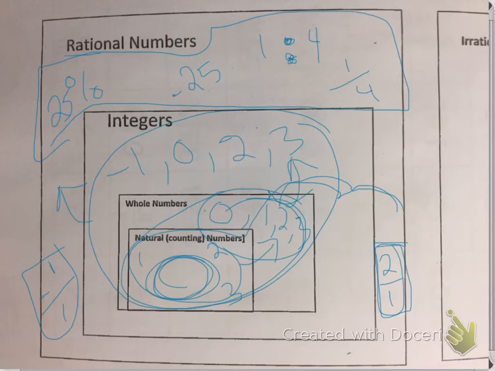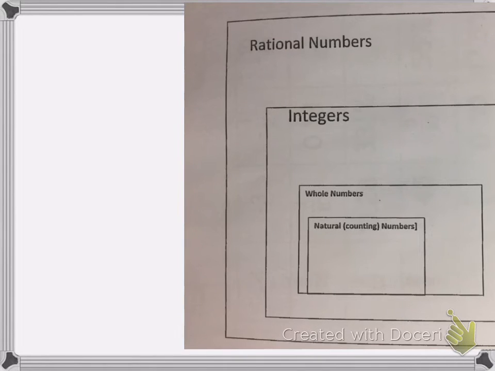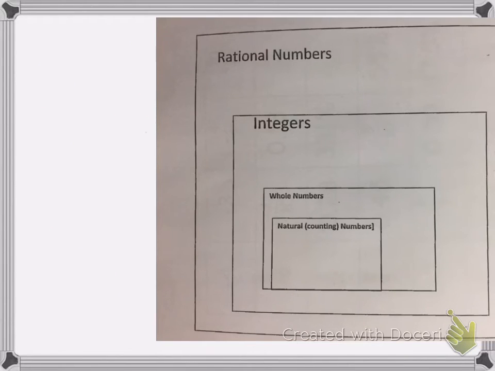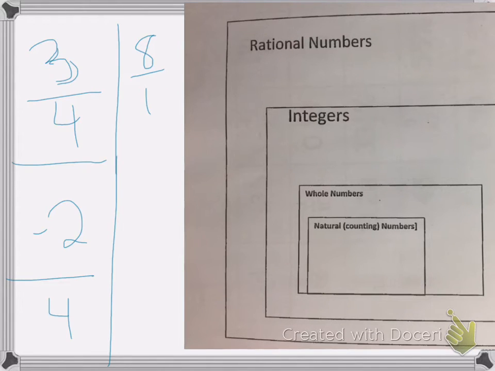All right, so let's break it down a little. If I was given this 3/4 and say negative 2 and 4 and 4 over 1. Well, let's change that last one to 8 over 1. All right, so these are my different numbers that I'm looking at, and I'm going to put them on my nice little chart here. So we got to look at it. Is it a rational number? Is it an integer? Is it a whole number? Is it a natural number?